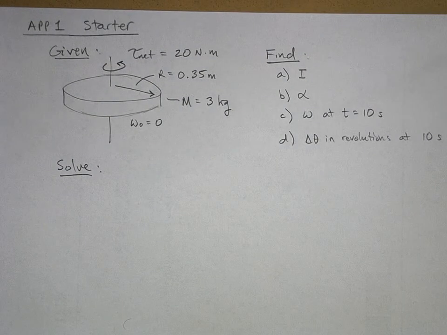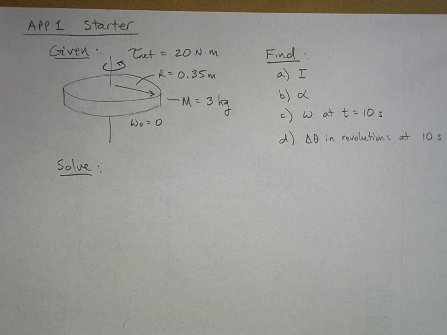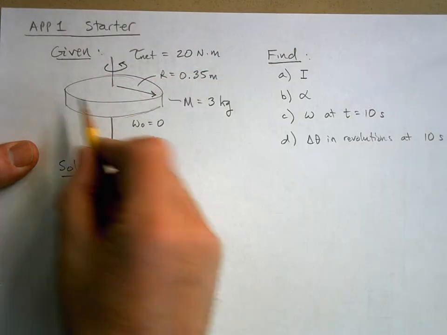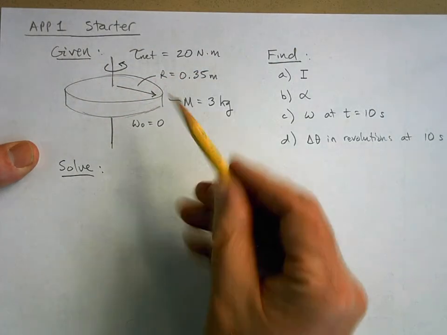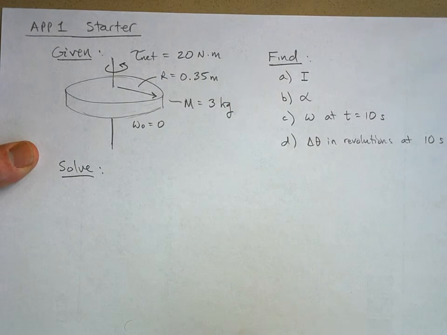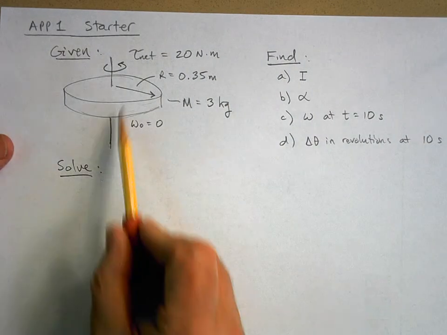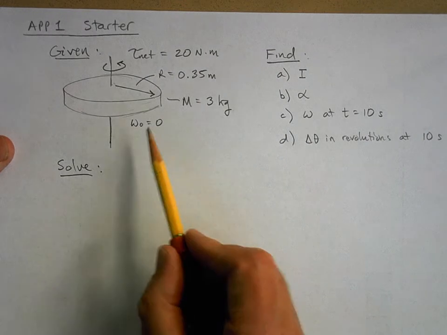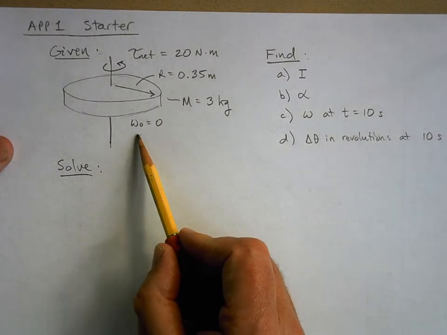Okay, here's our starter problem. We've got what's called a flywheel, or if you've ever done any pottery, it's like a pottery wheel. But you've got this wheel. It's just a cylinder. We're going to apply a net torque of 20 Newton meters to it. The radius is 0.35 meters. The mass is 3 kilograms, and it's going to start from rest.